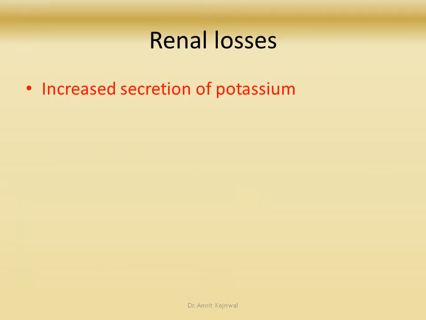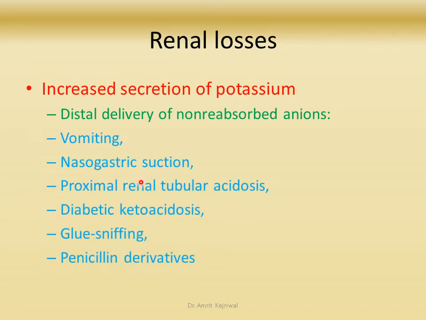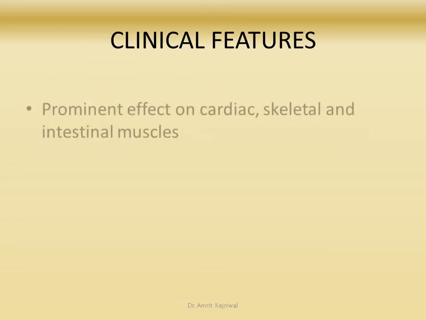Again, renal loss, increased secretion of potassium due to distal delivery of non-reabsorbed anions: vomiting, nasogastric suction, proximal renal tubular acidosis, diabetic ketoacidosis, glue sniffing, penicillin derivatives. And one more, magnesium deficiency. This has to be seen and checked in all patients having hypokalemia.